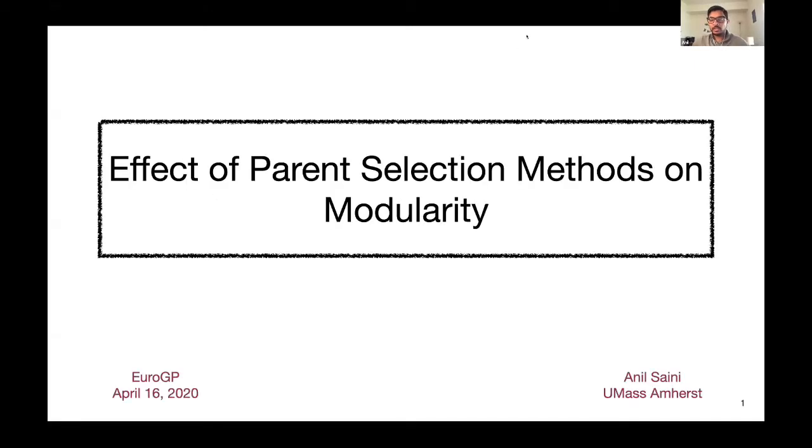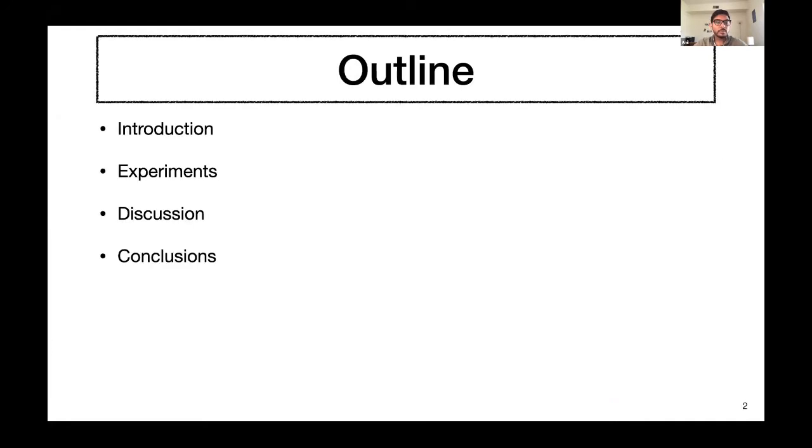Okay. So hello everyone. My name is Anil Saini, and today I'm going to present on the paper effect of parent selection methods on modularity. I'll start with introducing some concepts and definitions used in the paper. Then I will discuss the experimental setup and present the results. Then we'll have some discussion on the results, and I will end with some conclusions drawn from this work and some suggestions for the future work.